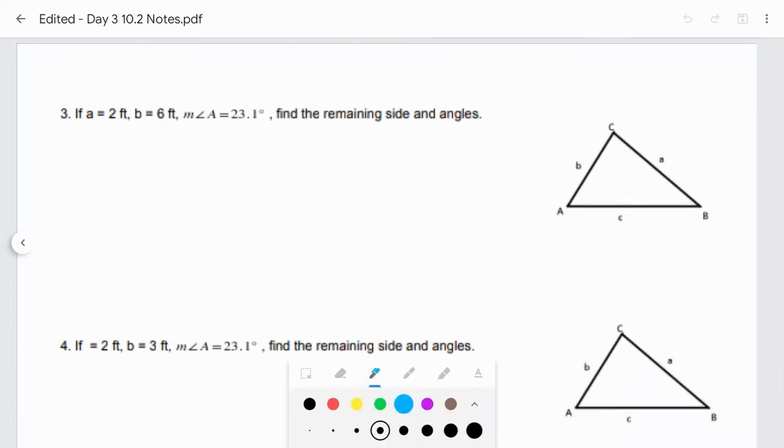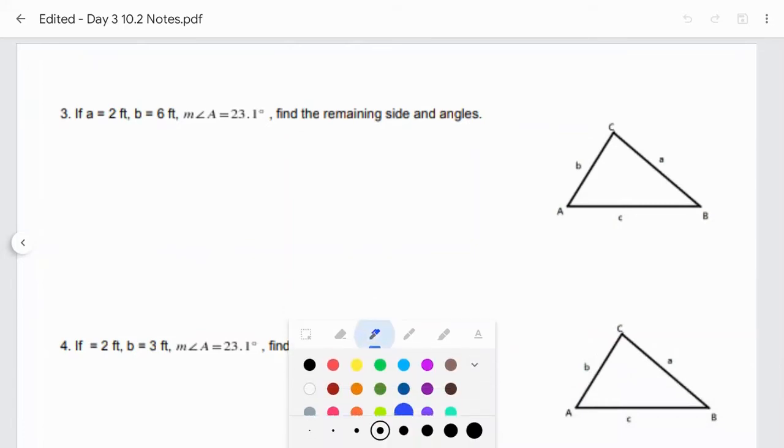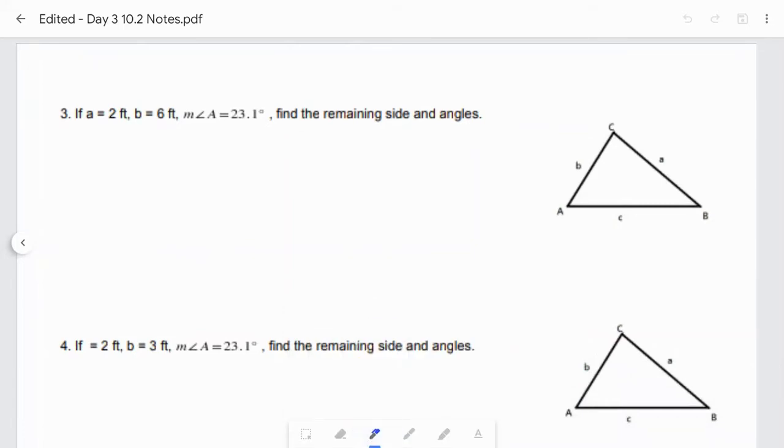Okay, in number 3, we have A is 2 feet. We have side B is 6 feet. And then angle A is 23.1 degrees. So once again, this is a side-side-angle triangle. So we do need to make sure that we're checking for that ambiguous case.